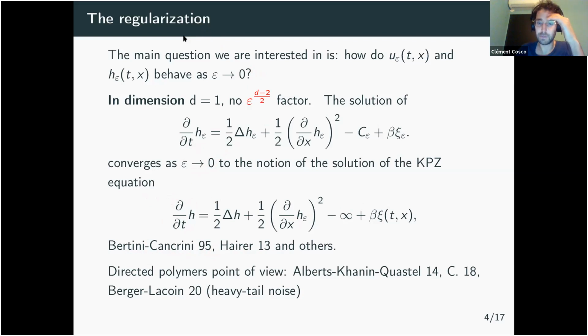And let me just also say that all of this is related to taking the limits of polymers, as Hubert explained just before. If you take the scaling limits of polymers, you actually end up with the SHE or the KPZ equations. And this comes from works of Hubert, Khanin and Quastel. You can also consider it when you take a noise which is a Poisson noise, and take a scaling limit. And you can also do it, as Lacoin explained, with heavy-tailed noise.